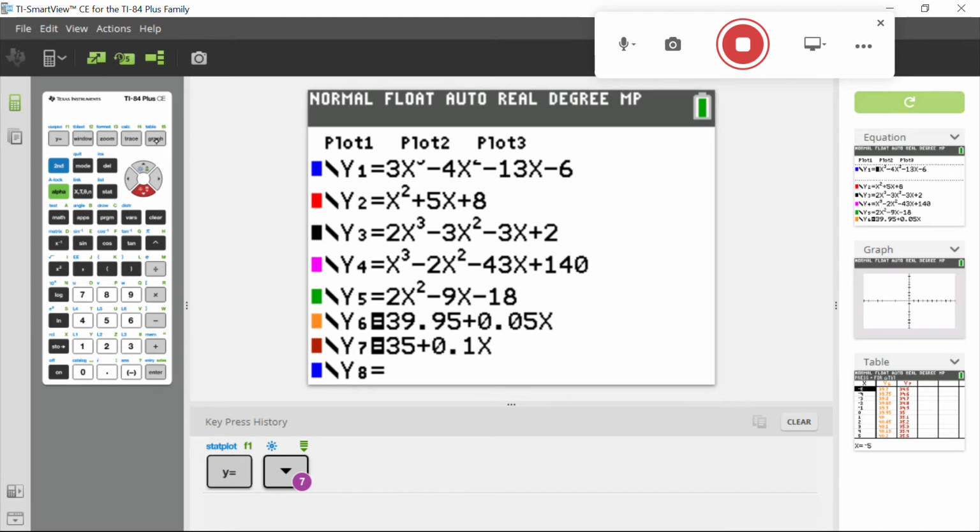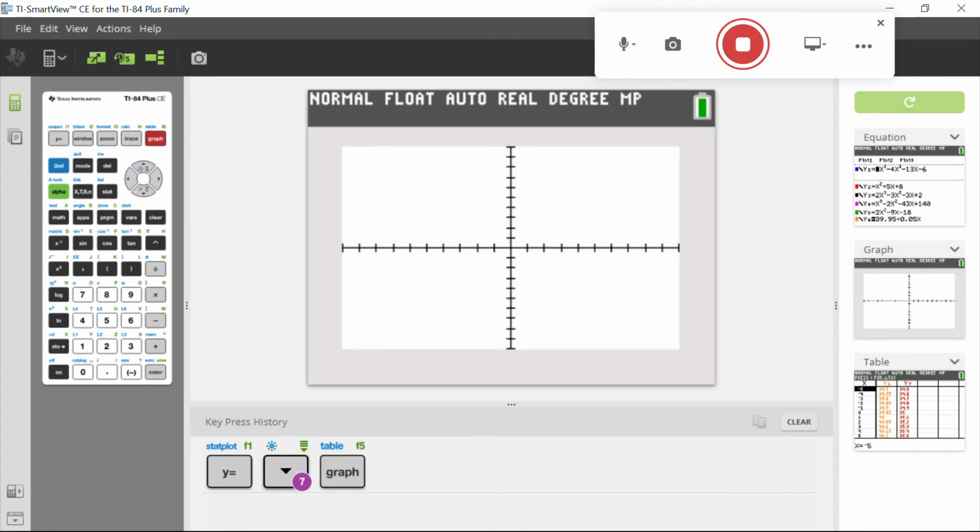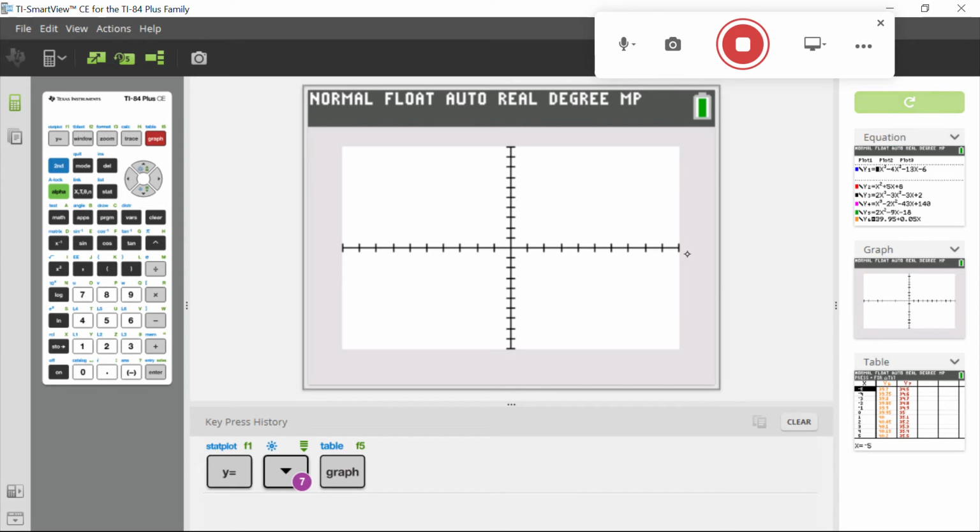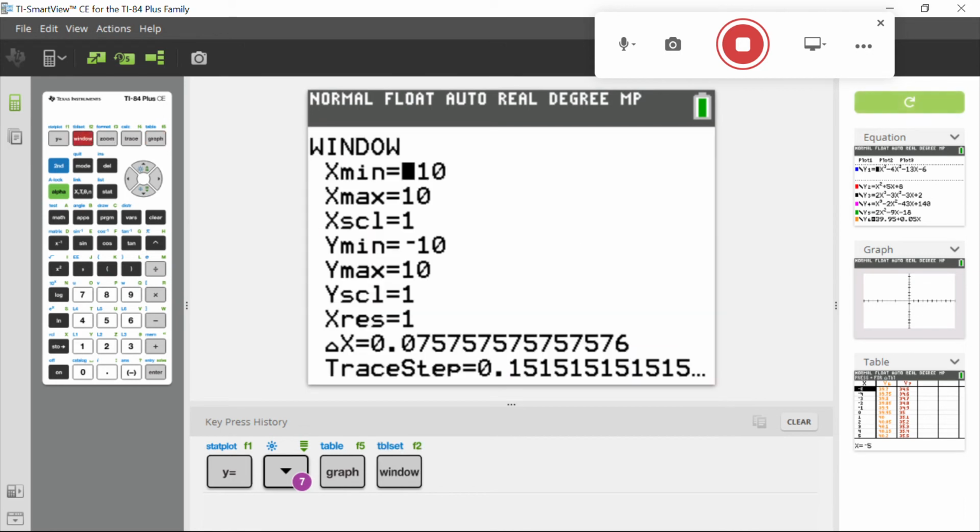Now, we can go to the graph. If we go to the graph, however, it's normally set to be a window from -10 to +10 on the x and the y-axis. However, we know that these equations have y-intercepts of 39 and 35. So we need to change the window. Click the window button at the top.